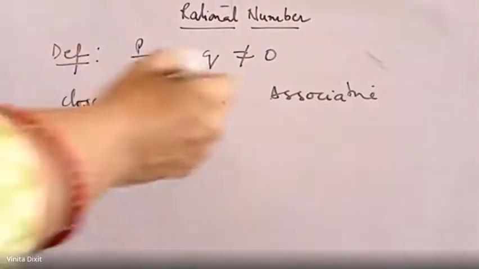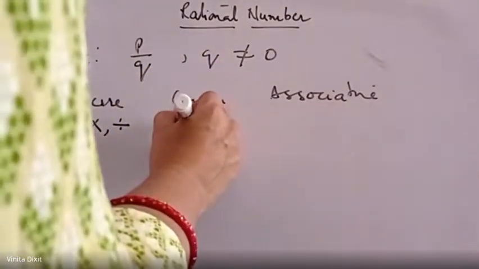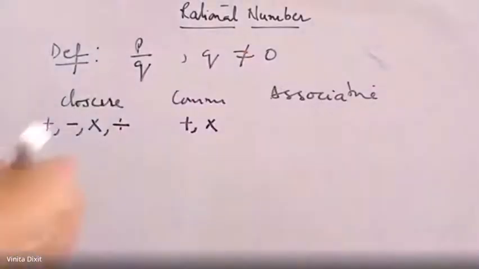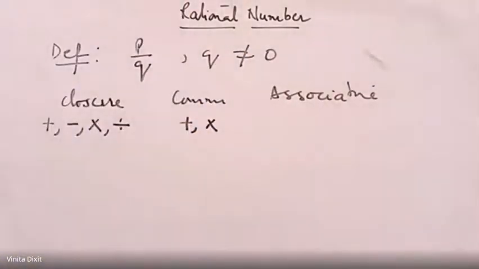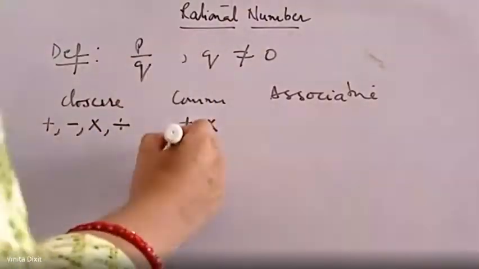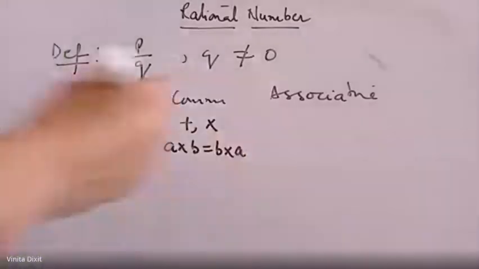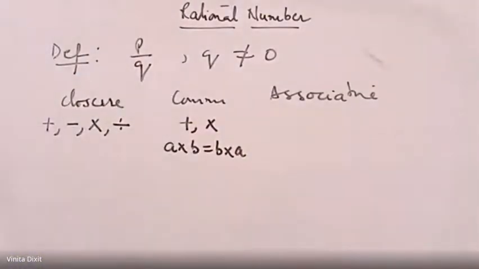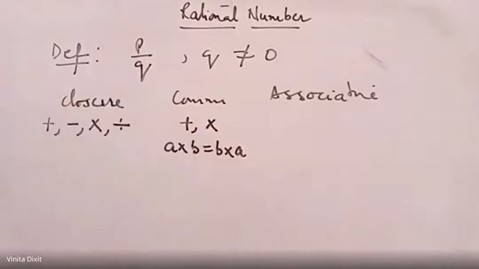Then you have the commutative law. Commutative law holds good only for addition and multiplication. And what is commutative law? A into B is B into A. That is, you change the order, the answer won't change. So this holds good only in the case of multiplication or in the case of addition.